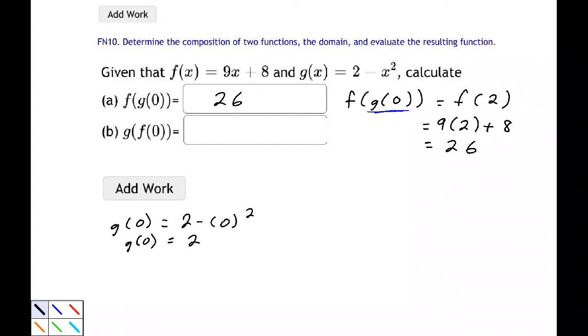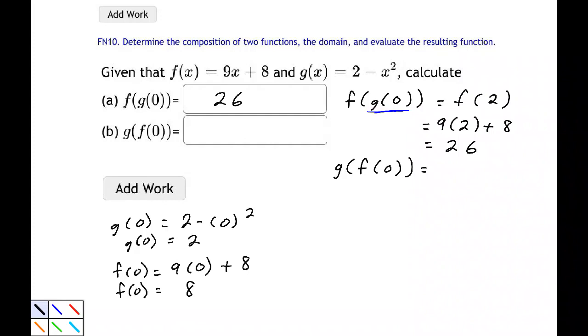Now for part B, g of f of 0, the big distinction is we're changing the order. So underneath here, I'm going to write g of f of 0. Now, to evaluate that, we need to find what f of 0 is. So again, I'm going to go over to the side. f of 0 is equal to 9 multiplied by 0 plus 8. That's because our function is 9x plus 8. So 9 times 0 is 0, plus 8, that will be 8. So f of 0 equals 8.